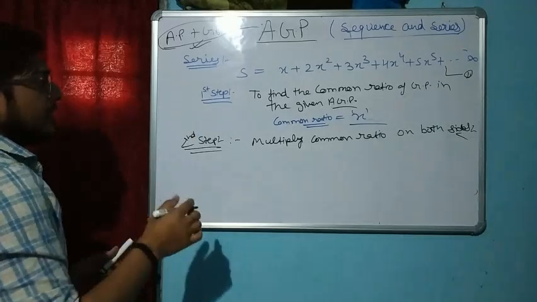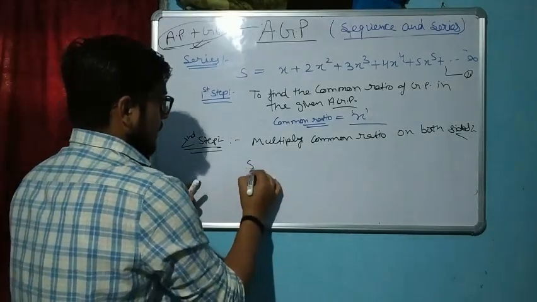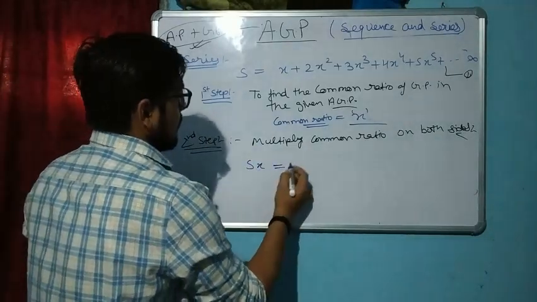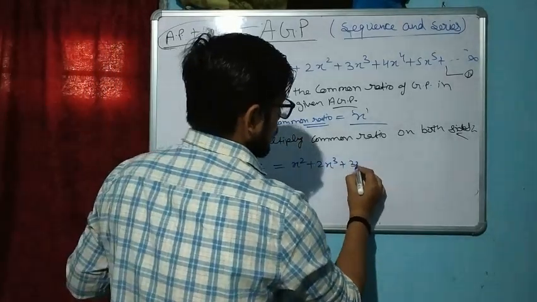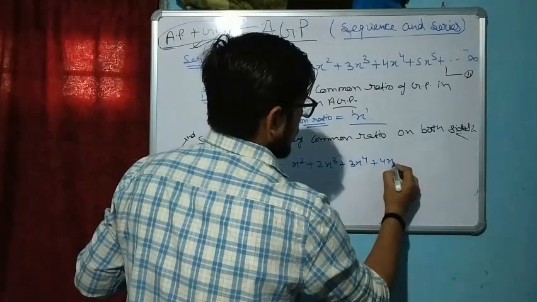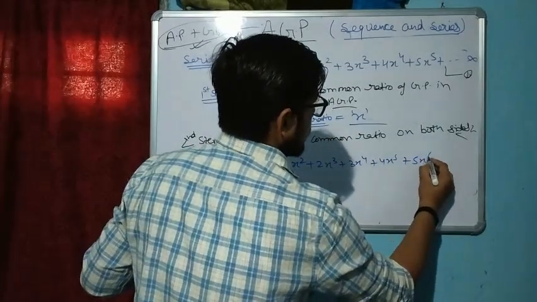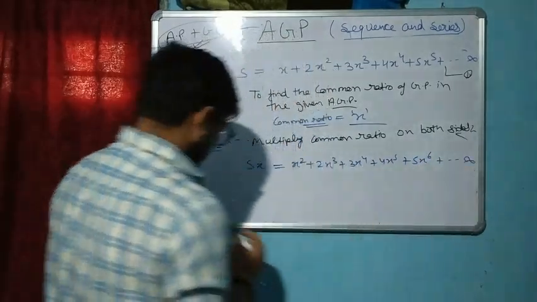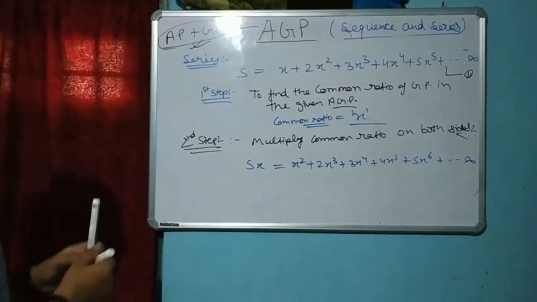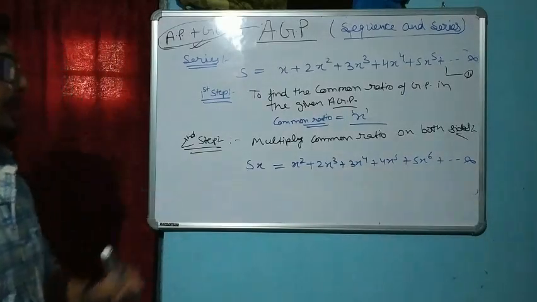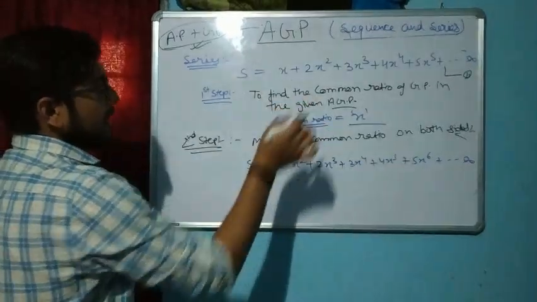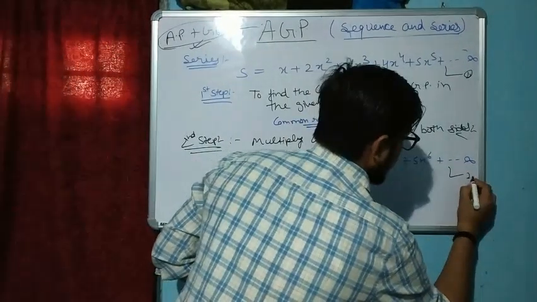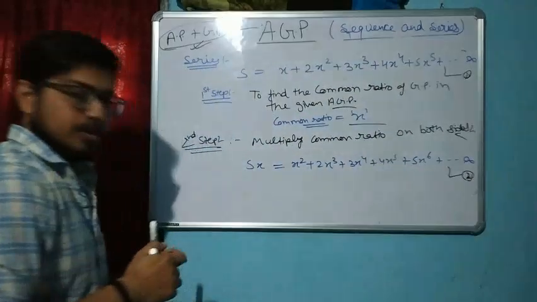After multiplying the common ratio on both sides, we get S into x, that is Sx, equals x square plus 2x cube plus 3x raised to power 4 plus 4x raised to power 5 plus 5x raised to power 6 and so on up to infinity. This is the equation that we have obtained after multiplying by the common ratio. Now you need to subtract equation number 2 from equation number 1.